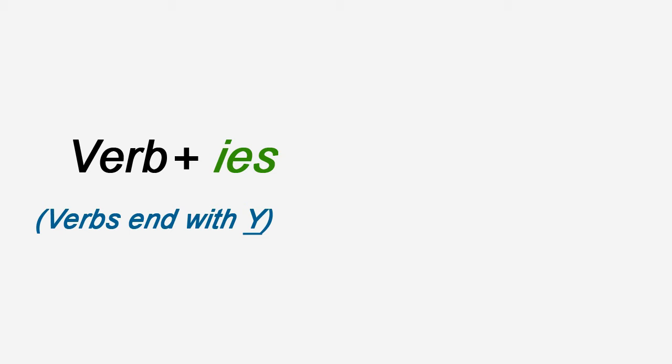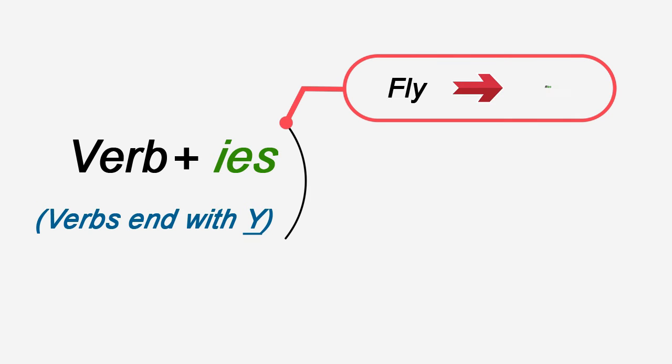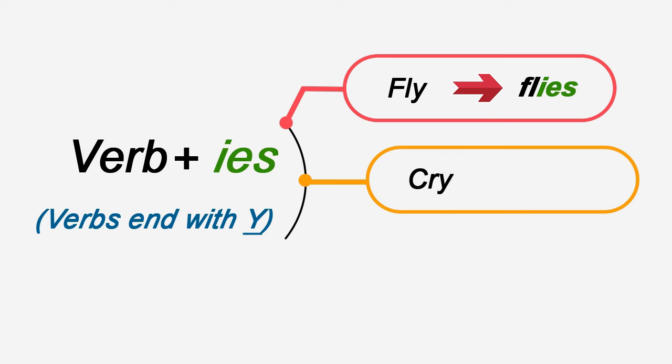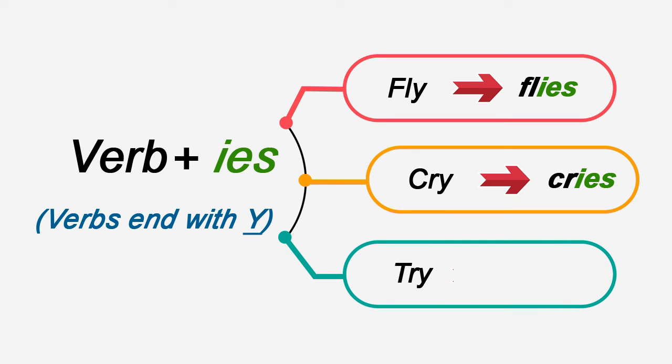Second, verb plus ies. We use it when the verb ends with y. For example, fly, we say flies. We remove the y and put ies. Next, cry, I remove the y and put ies, so I say cries. Finally, with try, I say tries.